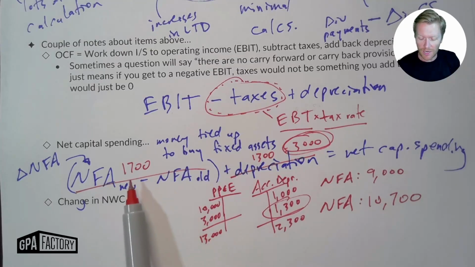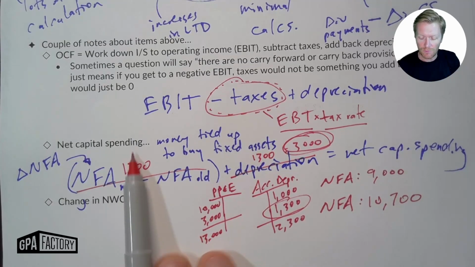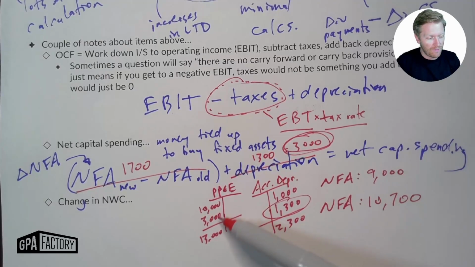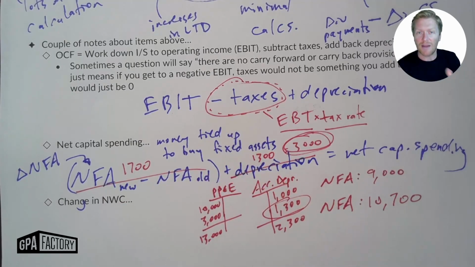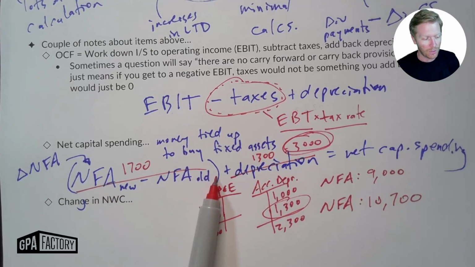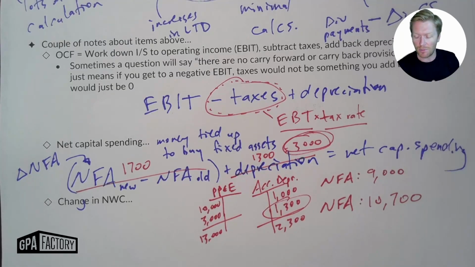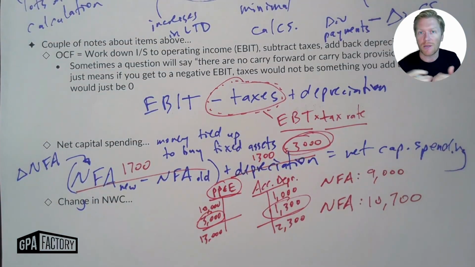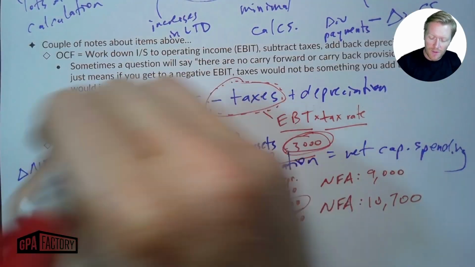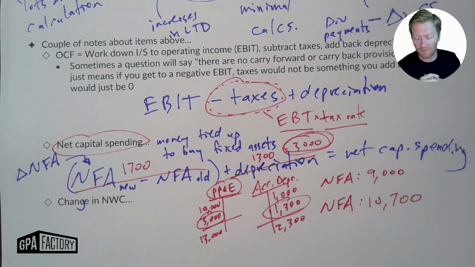So that's what we've got going on here when we're saying net capital spending is really what was that change in gross fixed assets. But the reason that we have to do this equation of net fixed assets new minus net fixed assets old plus depreciation is a lot of times that's all that we're given. So if we're just given line items for net fixed assets, we have to do the difference in net fixed assets plus depreciation. If we were just given gross fixed assets, we could just say, well, how much money was spent on gross fixed assets? That $3,000, that's the number that we want. Okay, but net capital spending is how much is tied up in purchasing fixed assets.